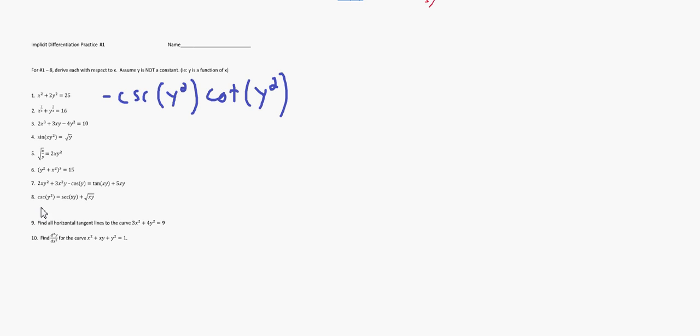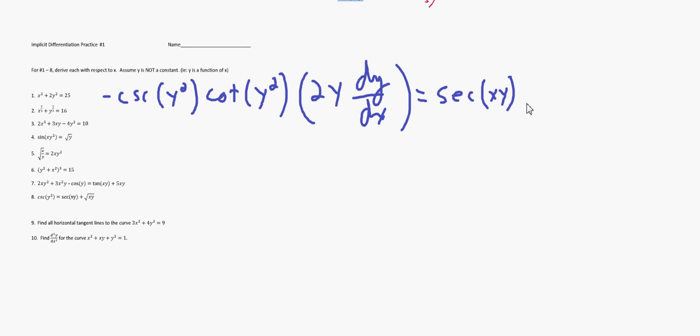Anyway, we just derived cosecant. Now we've got to derive the inside, which is y squared. So the derivative of that is 2y dy/dx. And that equals, now we've got to derive the right-hand side. Secant, we derive the secant part. That's secant xy tangent xy, times the derivative of what's inside of that, which was this xy part. And that's going to be y plus x dy/dx.